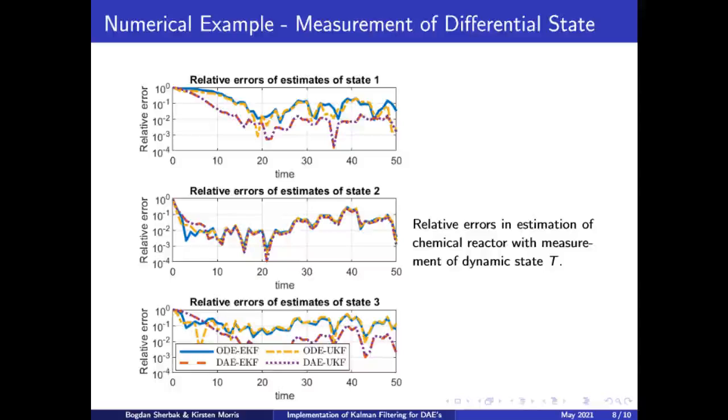The unscented Kalman filter applied on the original differential algebraic equation provides a more accurate estimate, but has a computation time that is 25% slower when compared to the unscented Kalman filter applied on the system of ordinary differential equations.